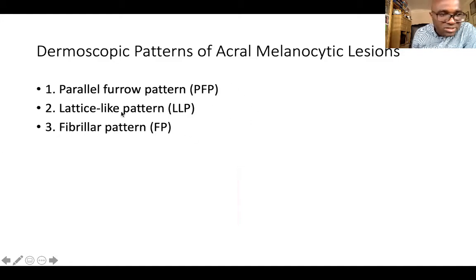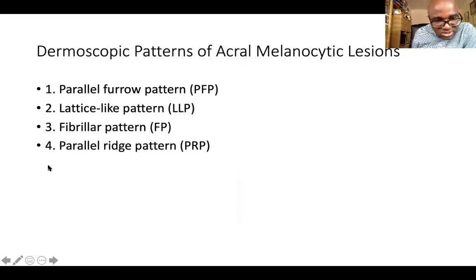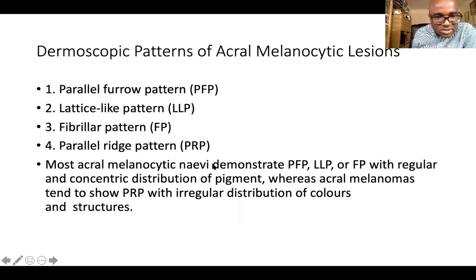on the acral surfaces. However, when you see any parallel pattern in the ridges, then you are looking at melanoma cells. Okay, any parallel patterns on the ridges are melanoma cells. So most acromelanocytic nevus will demonstrate parallel furrow patterns, lattice-like patterns, or fibrillar patterns with regular and concentric distribution of pigment, whereas acromelanomas tend to show a parallel ridges pattern with irregular distribution of the colors and structures.